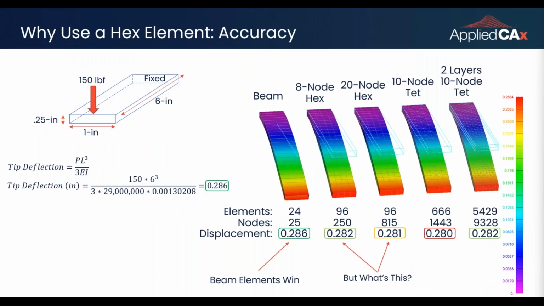So why use a hex element? The accuracy of the hex element is one of the primary reasons to use them. Here we are comparing the closed form solution for a deflection of a cantilever beam with a concentrated load at the end to the numerical results generated by first beam elements, then the 8-node hex elements, which are the linear elements, the 20-node hex elements, which are the parabolic elements, and finally the 10-node tet element, which is also parabolic.